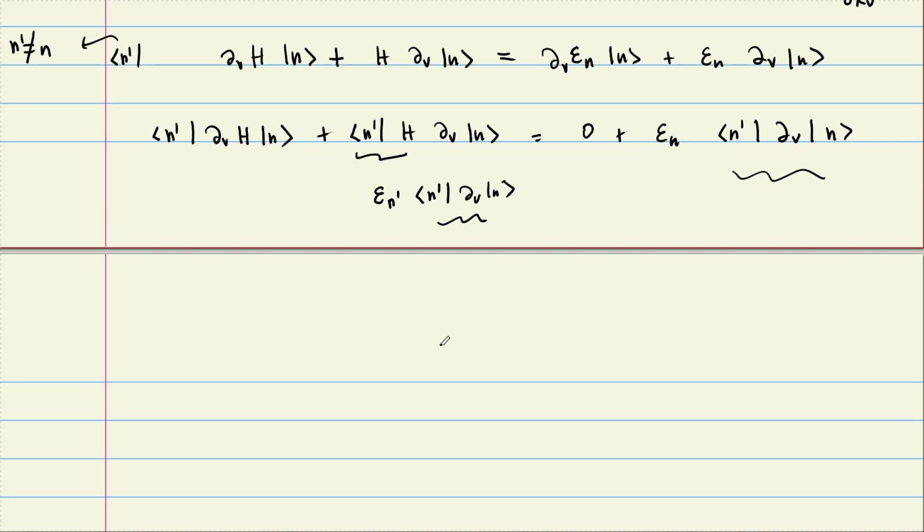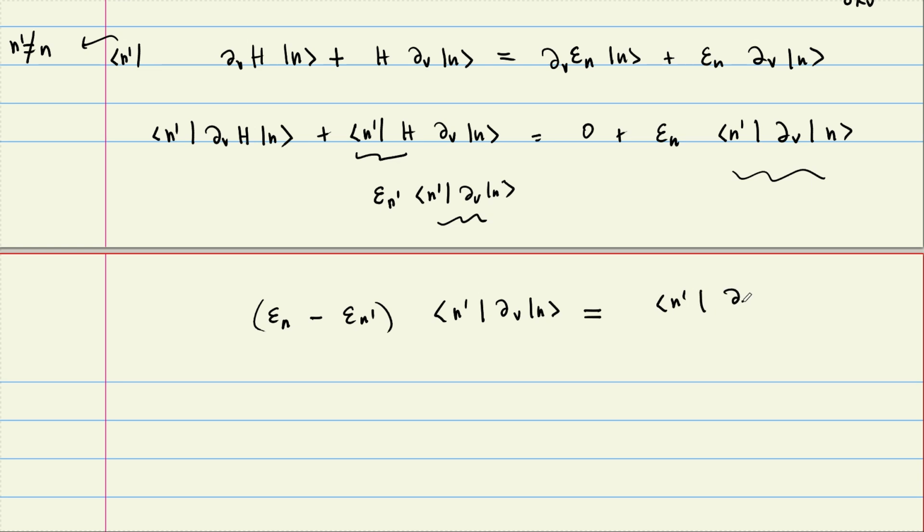Right, it's going to be E n minus, I wrote it E n prime. These are dependent, but I'm not writing, times n prime del mu n is equal to n prime del mu h n.